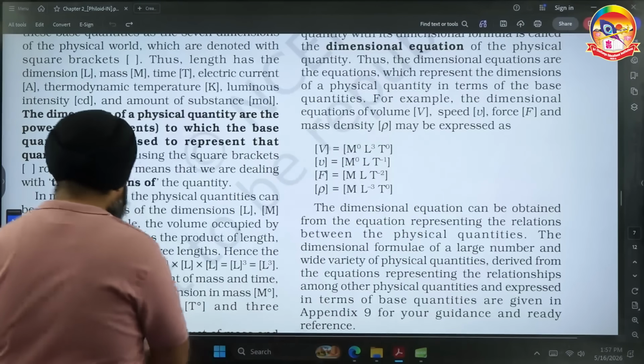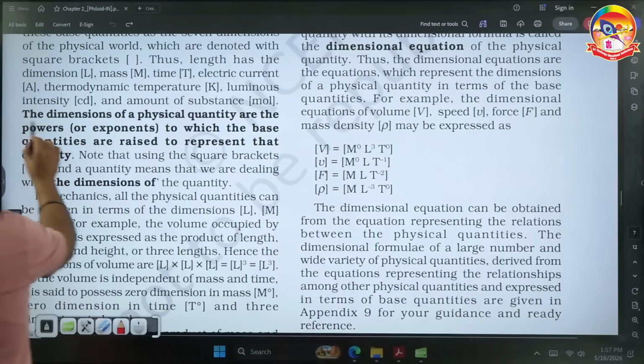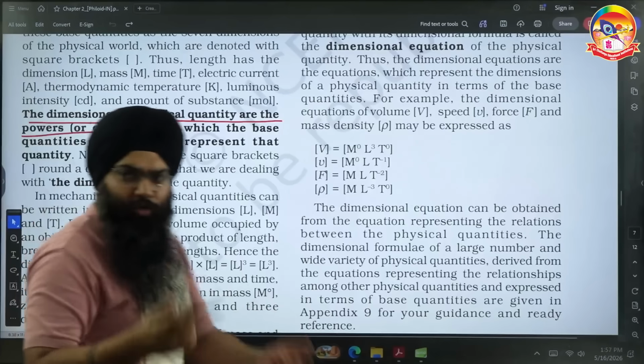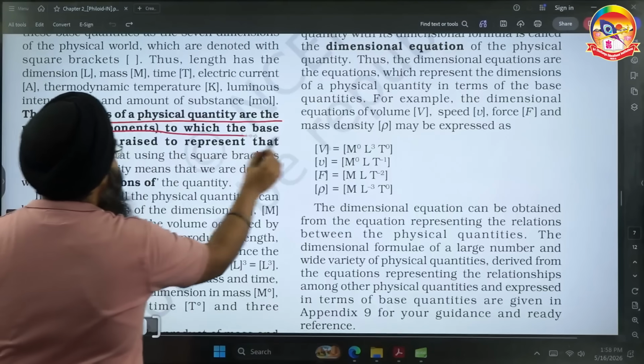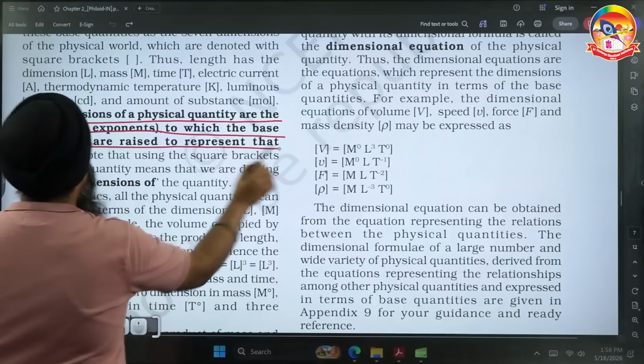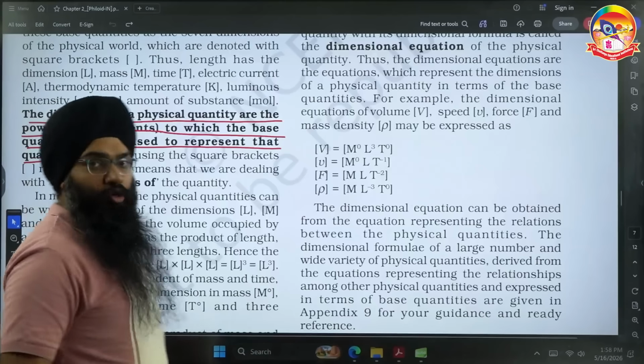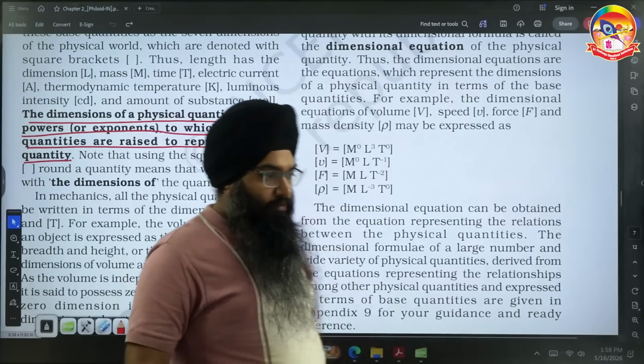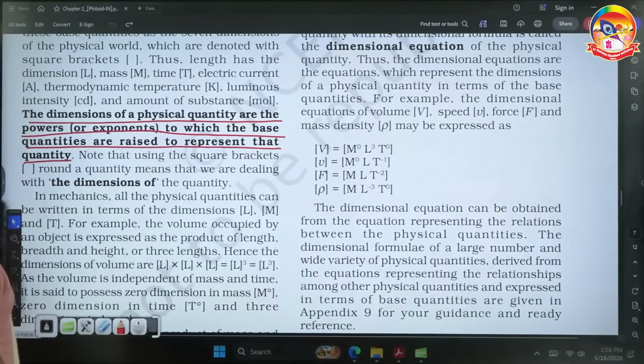So the definition is written here. The dimensions of a physical quantity are the powers or the exponents, powers are sometimes called exponents also, to which the base quantities are raised to represent that quantity. So base quantities or fundamental quantities, the powers of those fundamental quantities, are basically called the dimensions.